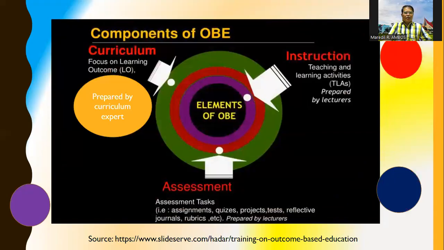So let's have the components of the OBE. We have three components. The first one is the curriculum, and it is focused more on the learning outcome, or the LO. This can be prepared by a curriculum expert. Then the second is the instruction, which talks about teaching and learning activities, or the TLAs, and it's prepared by the lecturer, or the professors. And the third one is the assessment, and it talks about the assessment tasks.